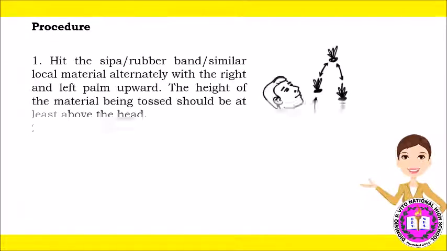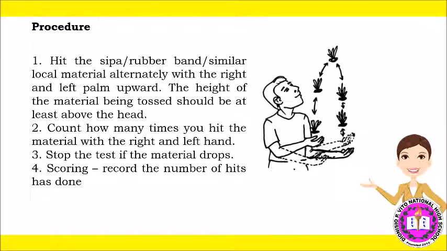Procedure: first, hit the sipa or rubber band or similar local material alternately with the right and left palm upward. The height of the material being tossed should be at least above the head. Second, count how many times you hit the material with the right and left hand. Third, stop the test if the material drops. Fourth, scoring. Record the number of hits done.